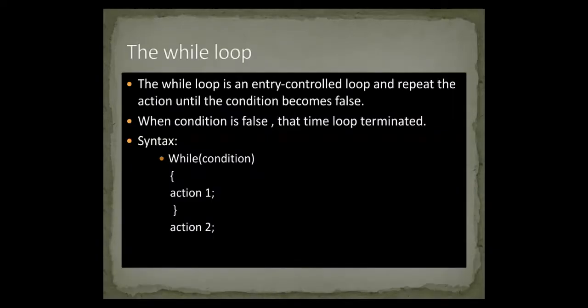Now the second loop, that is the while loop. This while loop is also an entry control loop, and it repeats the action until the condition becomes false. When the condition is false, the loop is terminated. The syntax is very simple. The while keyword is used, and in brackets one condition is given. When the condition is true, action 1 is executed, and when the condition is false, the loop is terminated and the next action after the while loop is executed.